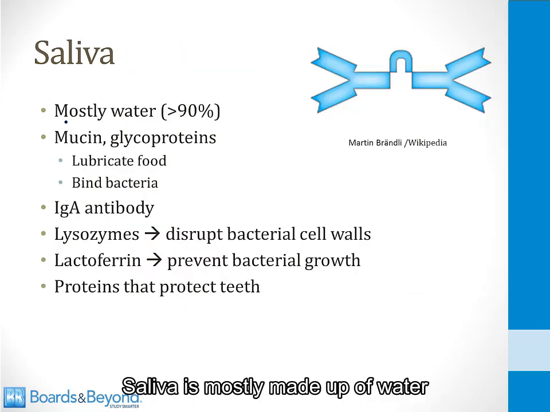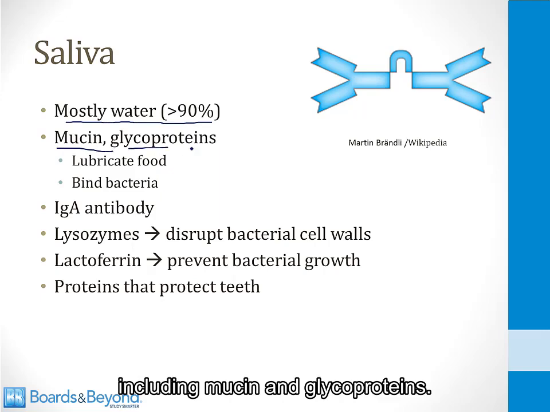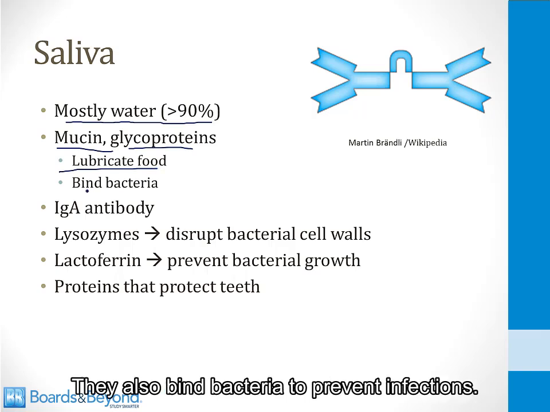Saliva is mostly made up of water. More than 90% of saliva is water, but it also contains other substances including mucin and glycoproteins. These help to lubricate your food so that it can pass into the stomach. They also bind bacteria to prevent infections.